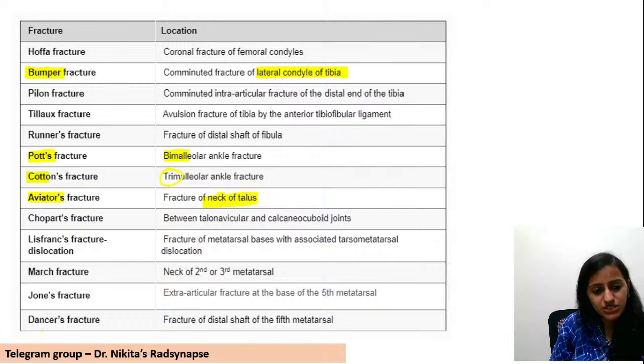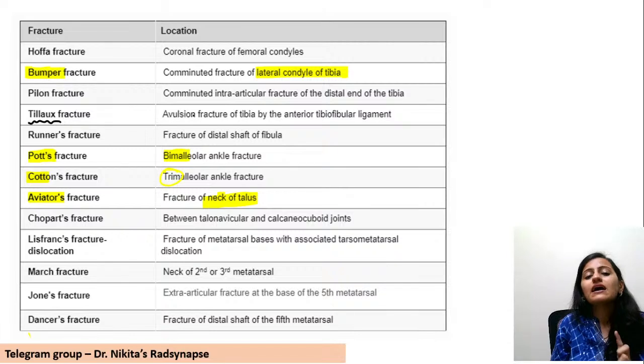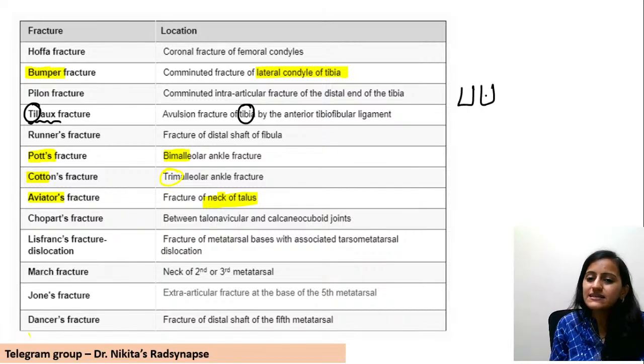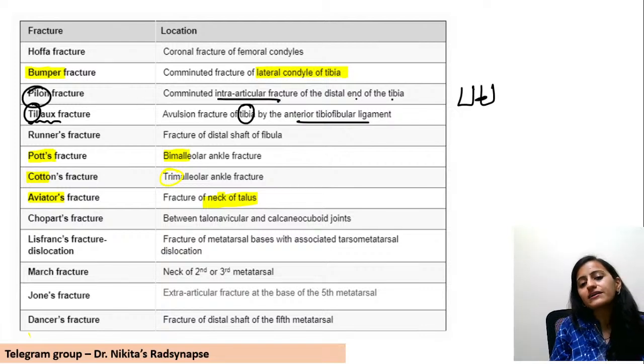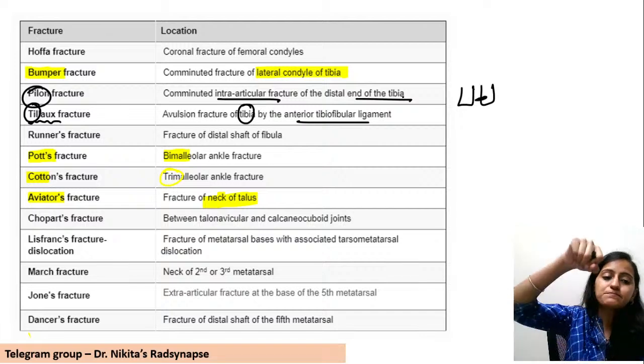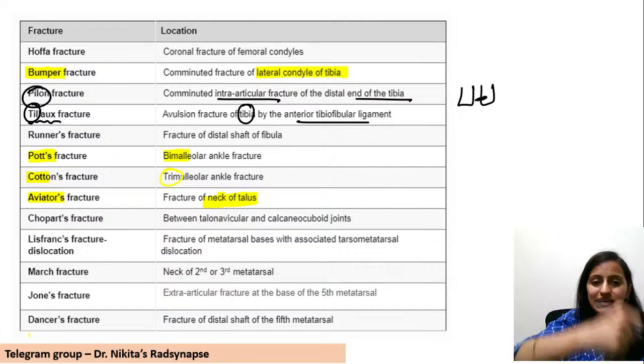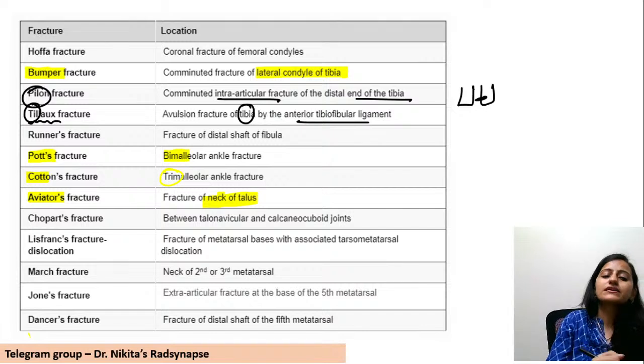What is Tillaux fracture? An important one. What is your Tillaux fracture? Avulsion fracture, remember TI is TI, it is your tibia. It is your tibia fracture. So basically your ATFL, that is avulsed and that leads to the tibia fracture, that is your Tillaux. Pilon's fracture is your intra-articular fracture of tibia. Pilon's is like the mortar and pestle, it is going inside. That gives your intra-articular fracture of the distal tibia. Okay, that is your Pilon's fracture. All right.